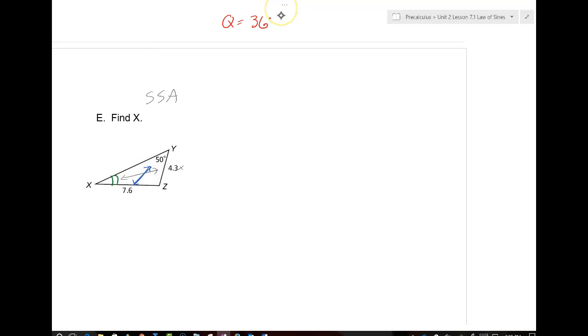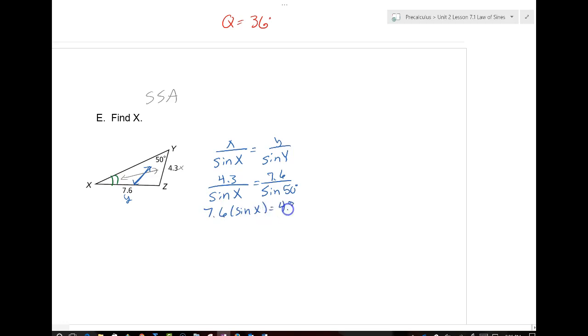So I'm going to set up my equation. So that's going to be little y. I know here I'm going to get x is to sine x is the same thing as y is to sine y. Well, little x is 4.3. And sine x is going to be, I don't know what it is. We're going to go sine x. And then we have y, which is going to be 7.6, is to sine of 50 degrees. Cross multiply. 7.6 times the sine of x equals 4.3 times the sine of 50 degrees.